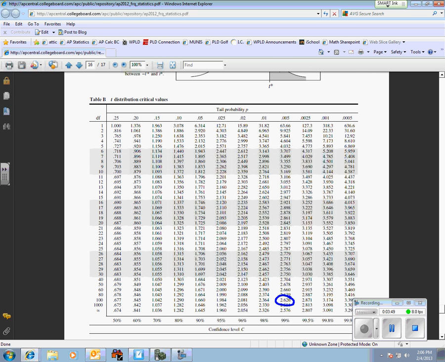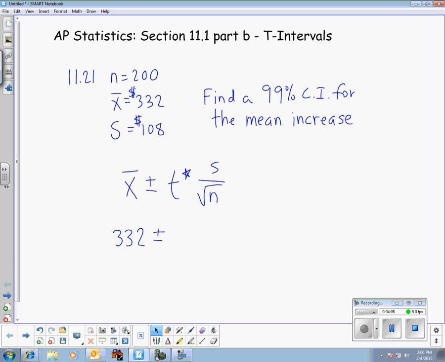All right, so 2.626. Make sure you understand why that value. There's a lot of numbers in this chart, so make sure you understand why. We're at a 99% confidence level. We are using 100 degrees of freedom. So find the intersection of these two, and they intersect right there at 2.626. Okay, so back to our problem.